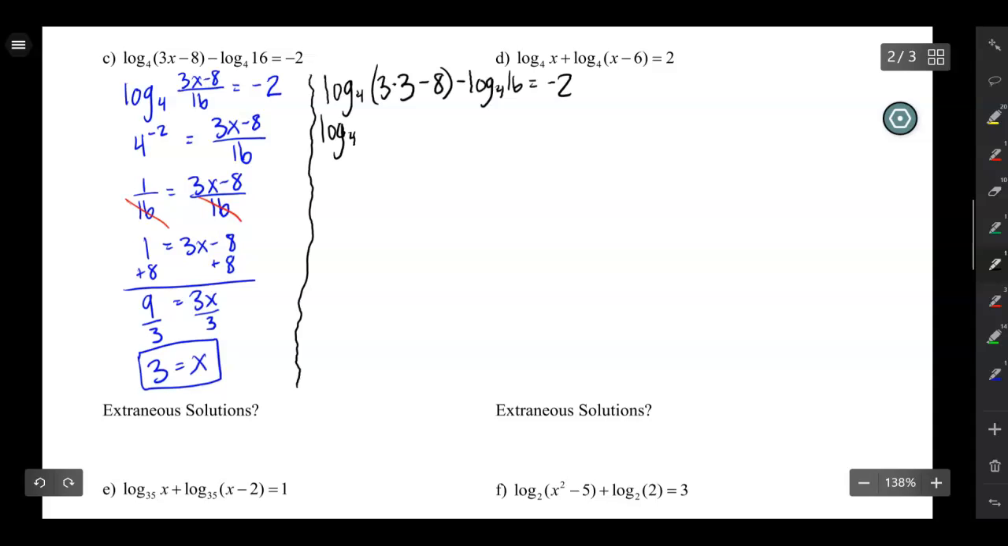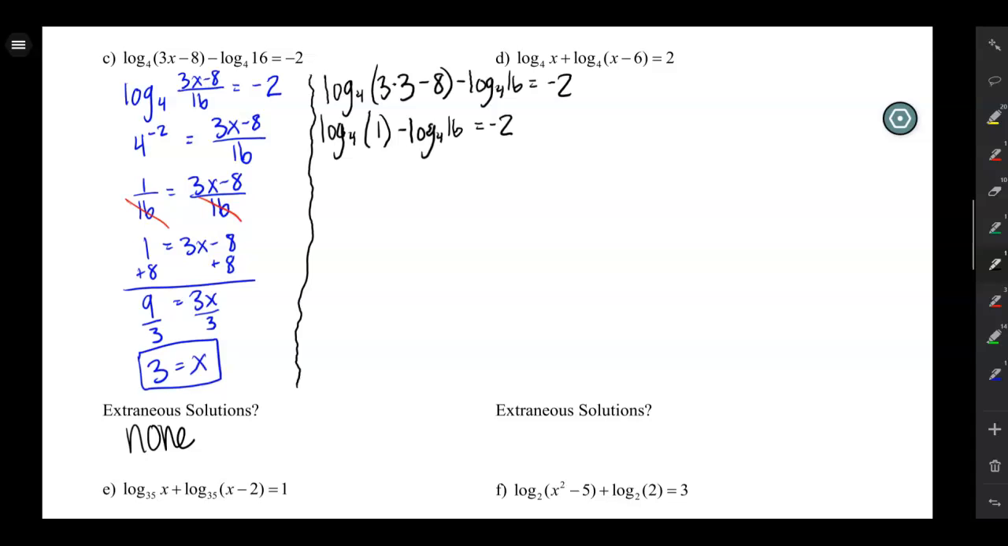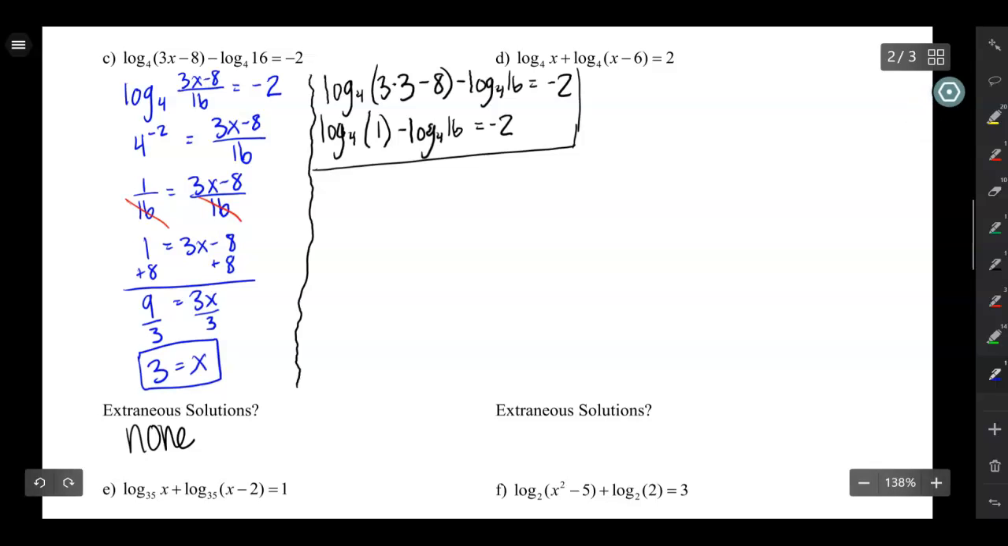Do a little bit of simplifying. 3 times 3 is 9. 9 minus 8 is 1. Try to write this a little bit smaller since I'm running into the next problem. Once I have my logs simplified and I notice that all the arguments are positive, I know that my solution is not extraneous. So here I can just put that there's no extraneous solutions. I'm just going to go ahead and make a box out of this that we know was part of the previous problem. Okay. So let's go ahead and do this next problem and see what this looks like.